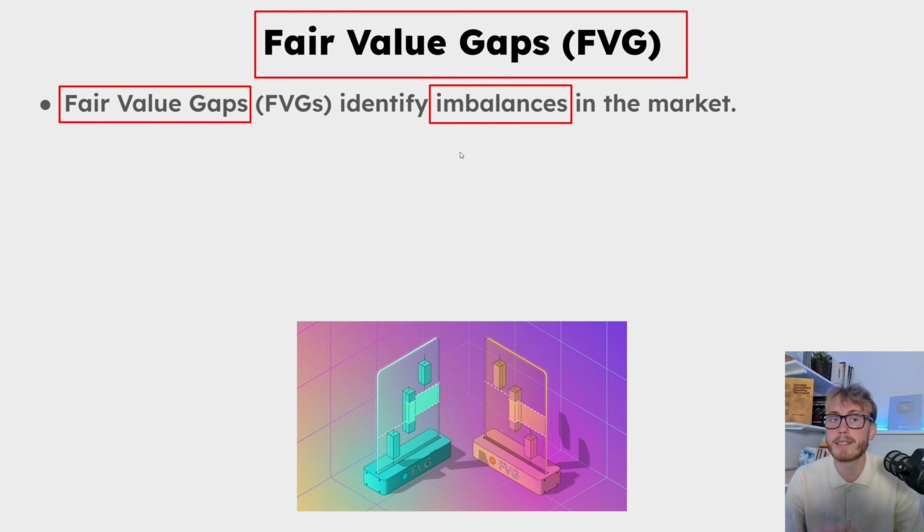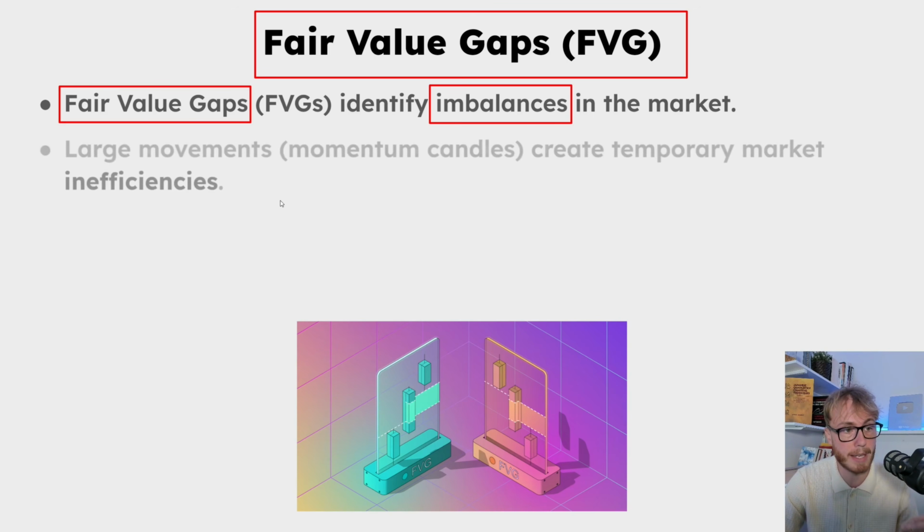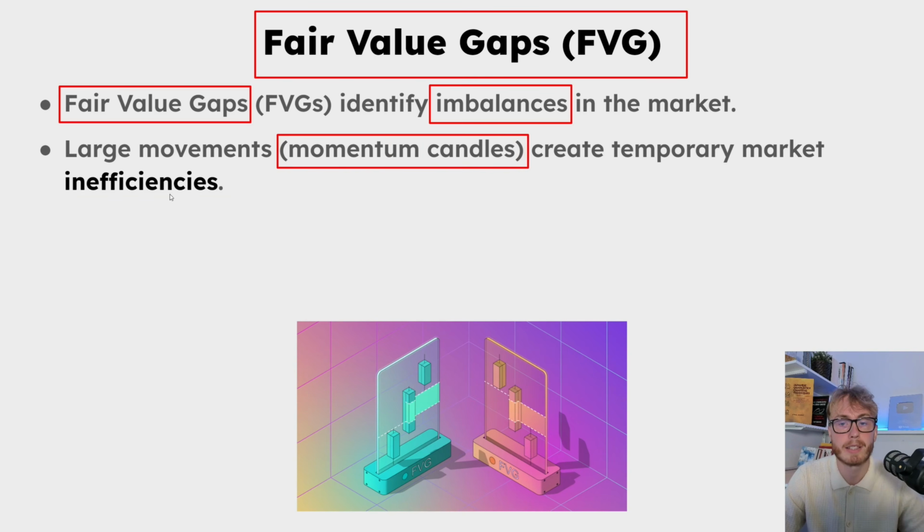But how we identify the fair value gap is very different from supply and demand. So make sure to really pay attention. And fair value gaps work because large movements, or in other words, momentum candles, create temporary market inefficiencies.